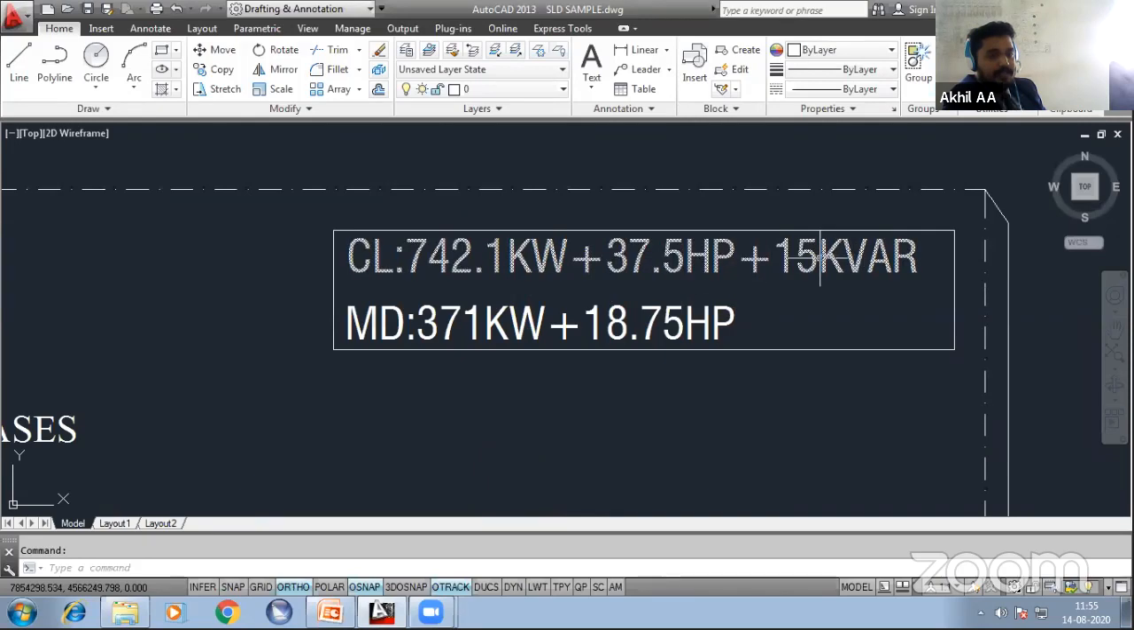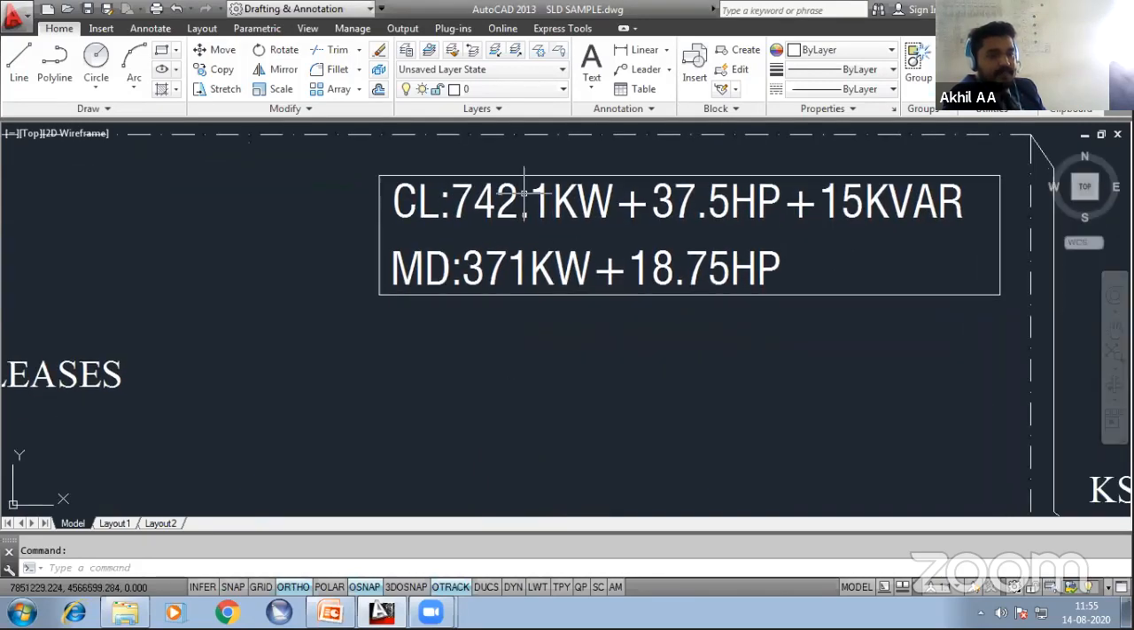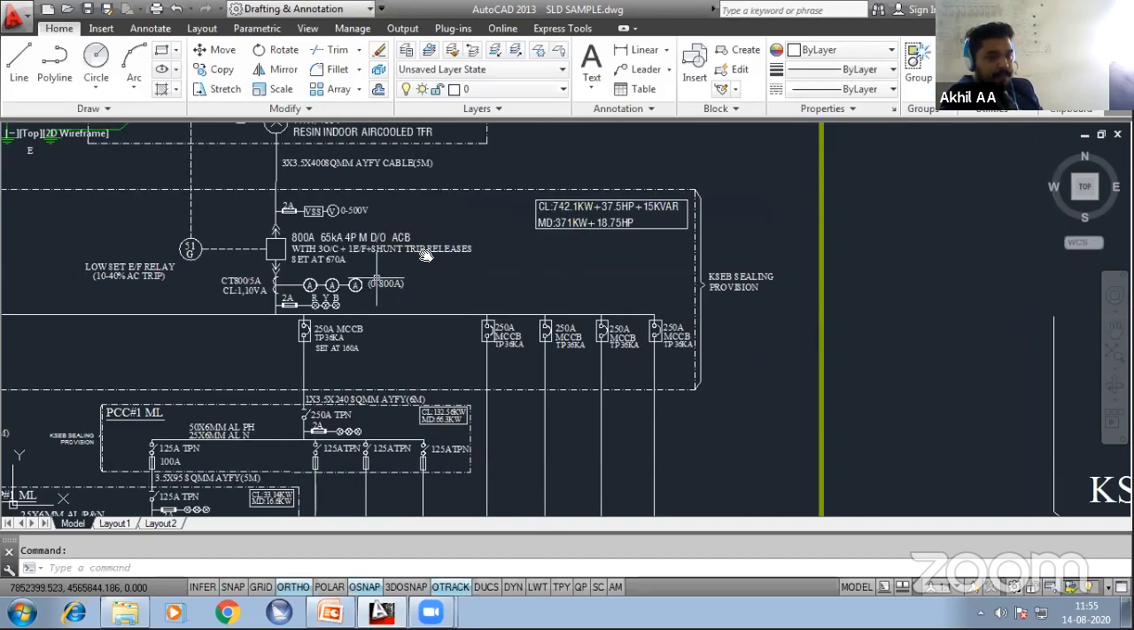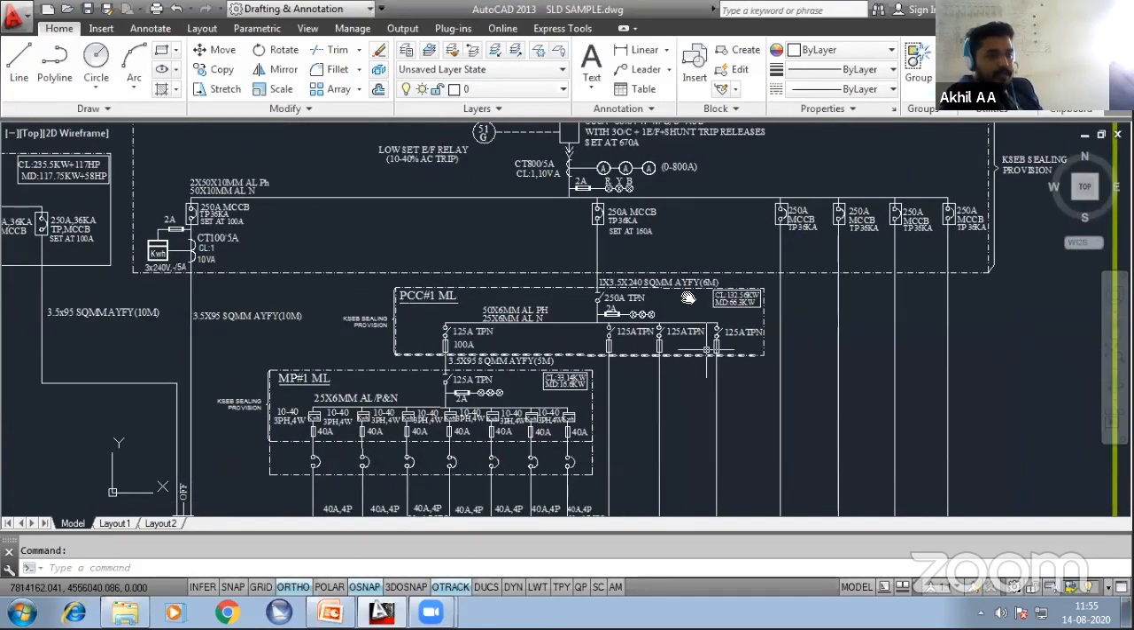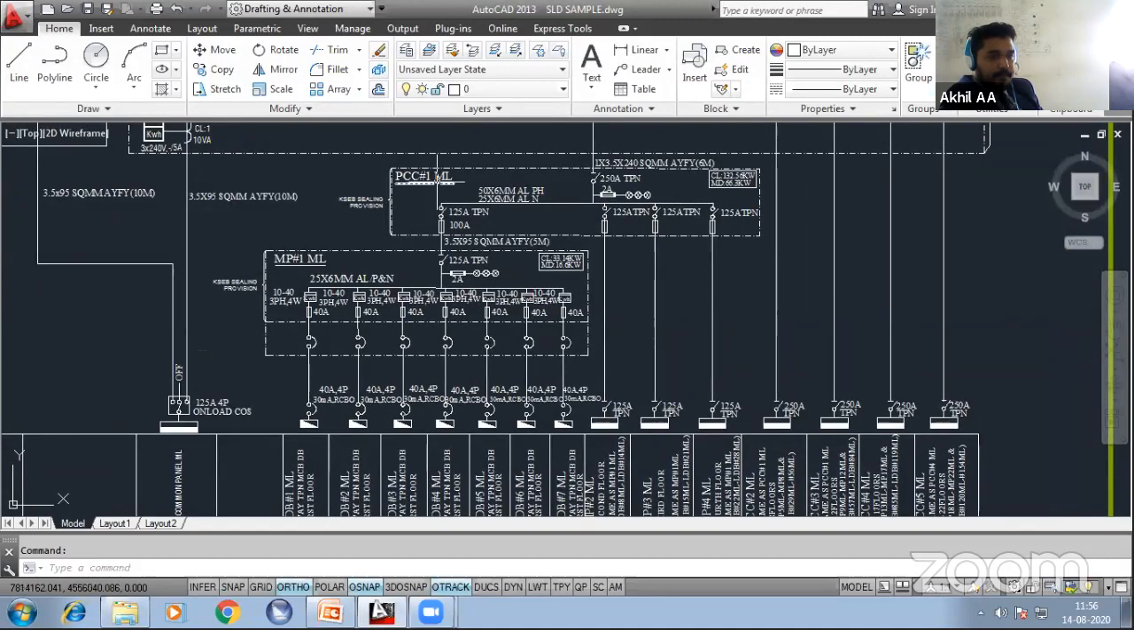This is the motor load, and this is the capacitor load. And the maximum demand, you can see, has become almost half, because this is a residential building. You can consider 1.5 as the diversity factor or 0.6 as the demand factor. That is why the maximum demand is very less. And these outgoings are having power control centers, and each power control center is having certain metering panels.